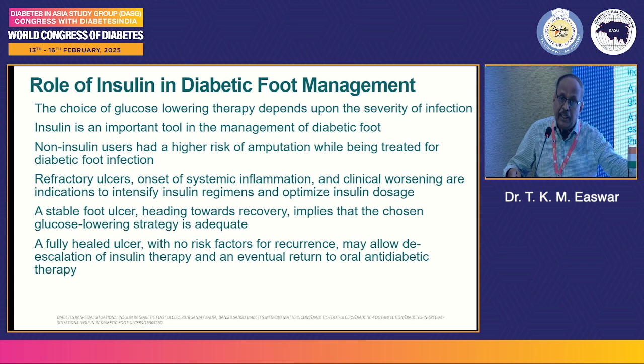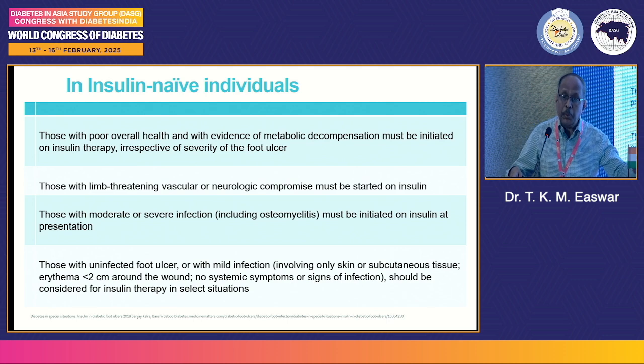If there is a refractory ulcer which is refusing to heal, if the patient shows fever and other signs of systemic inflammation like high counts, high CRP, or patient's clinical condition worsens, then either we should start the insulin if it has not been started, or if the insulin is going on, we need to optimize the dosage. Once the foot ulcer becomes stable, infection reduces, healing starts, then that means that the strategy is okay. And a fully healed ulcer, if the patient was on oral therapy, we can always switch back to oral therapy after the ulcer has healed.